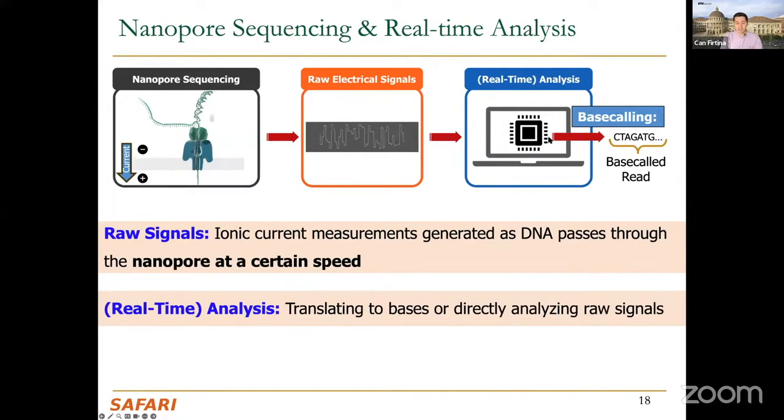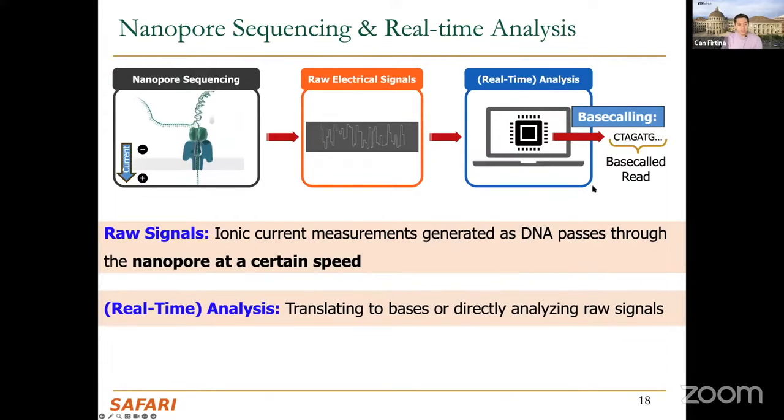So this is what base calling is: translating the raw signals, raw data in general. If you're talking about nanopore signals, yes, these are raw electrical signals. But if you're talking about any other sequencing technology, they're going to produce raw data, and that raw data needs to be translated, and this step is generally referred to as base calling.